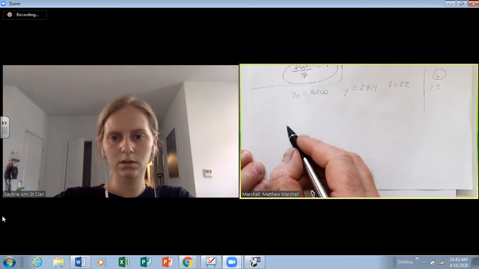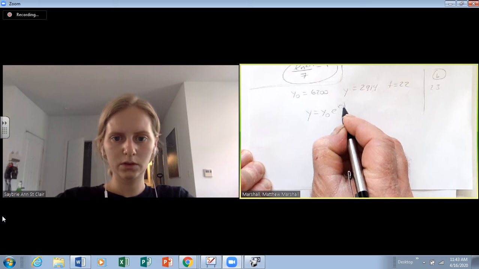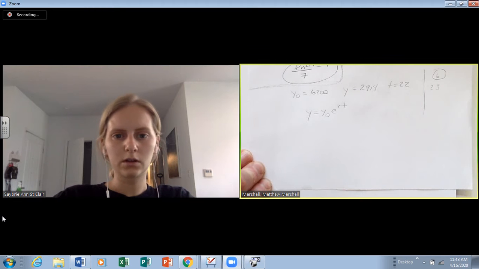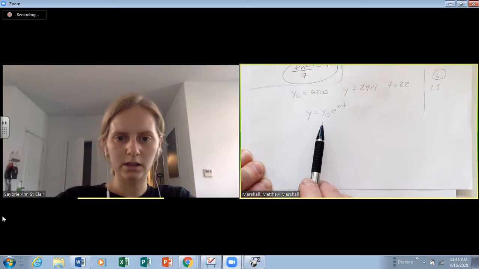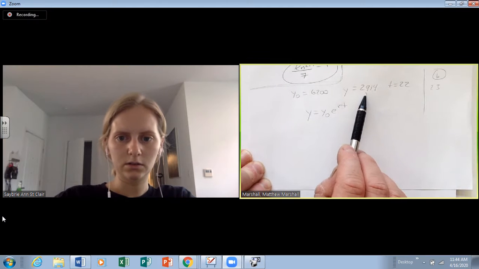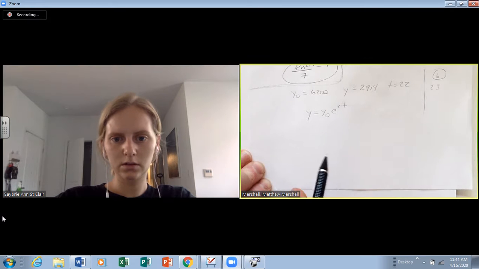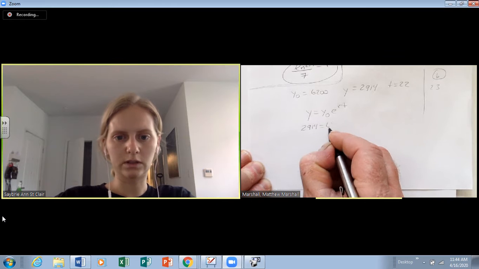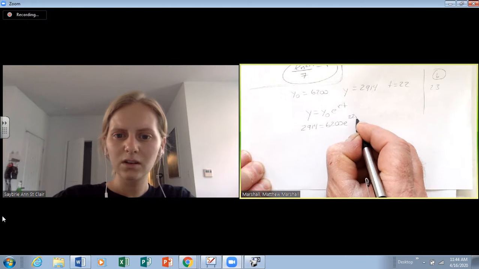Okay, so going back to this, I'm just going to keep writing this. The more I write it, the better. So 6200 is the initial, and then y is the final, goes here, and 22 goes here. So that would be 2914 equals 6200 e to the 22 times r power.